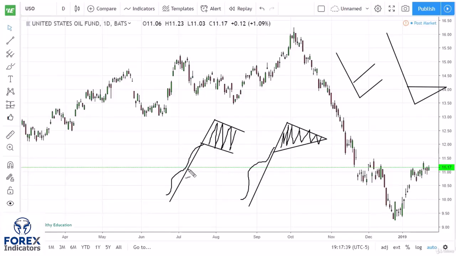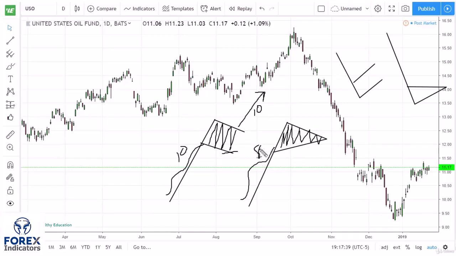They also come with a built-in measuring stick. With a pattern like this, a lot of times people will enter on a break of the flag, and you measure from the run up to the top of the flag. If that's $10, well, you're aiming for $10. Your stop loss, of course, is on the other side of the pattern. If that gets broken, then it invalidates everything.